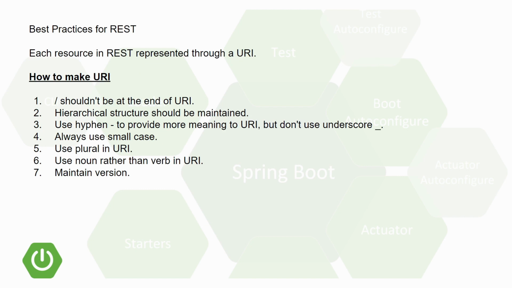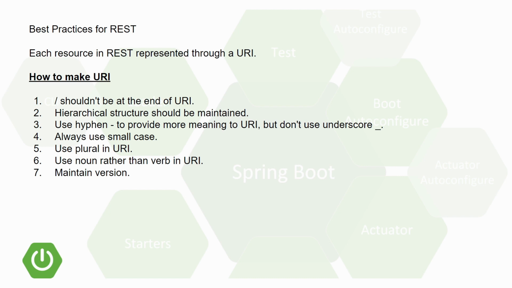Best practices for REST. Each resource in REST is represented through a URI. That is one of the important notes that you have to make. Now we'll discuss how to make a URI. There are 7 best principles that you need to follow in order to make a URI. The forward slash should not be at the end of the URI. Hierarchical structure should be maintained, so the URI needs to be in a hierarchy. Use hyphens to provide more meaning to the URI, but don't use underscores. Always use lowercase in the URI. Use plurals in the URI. Use nouns rather than verbs in the URI.